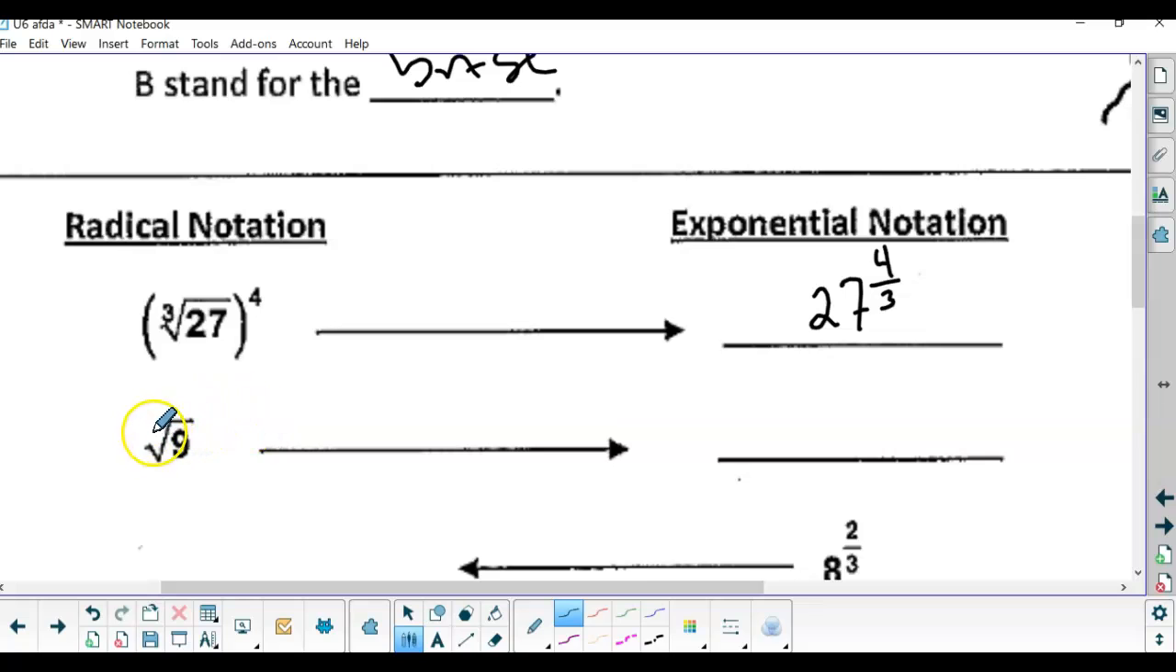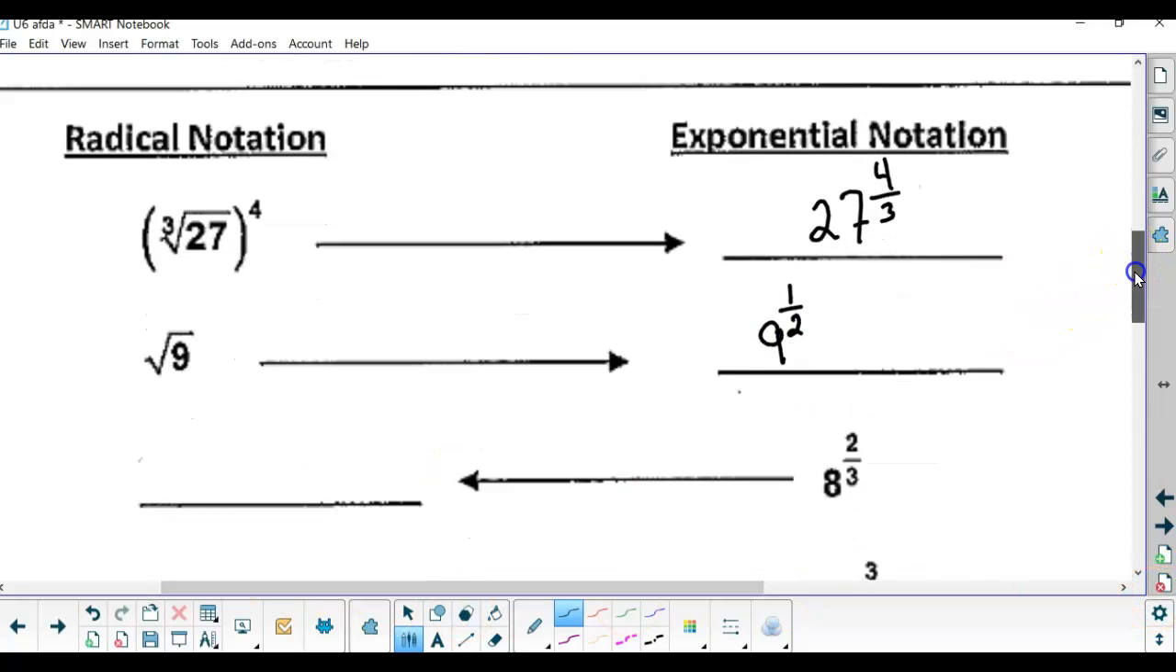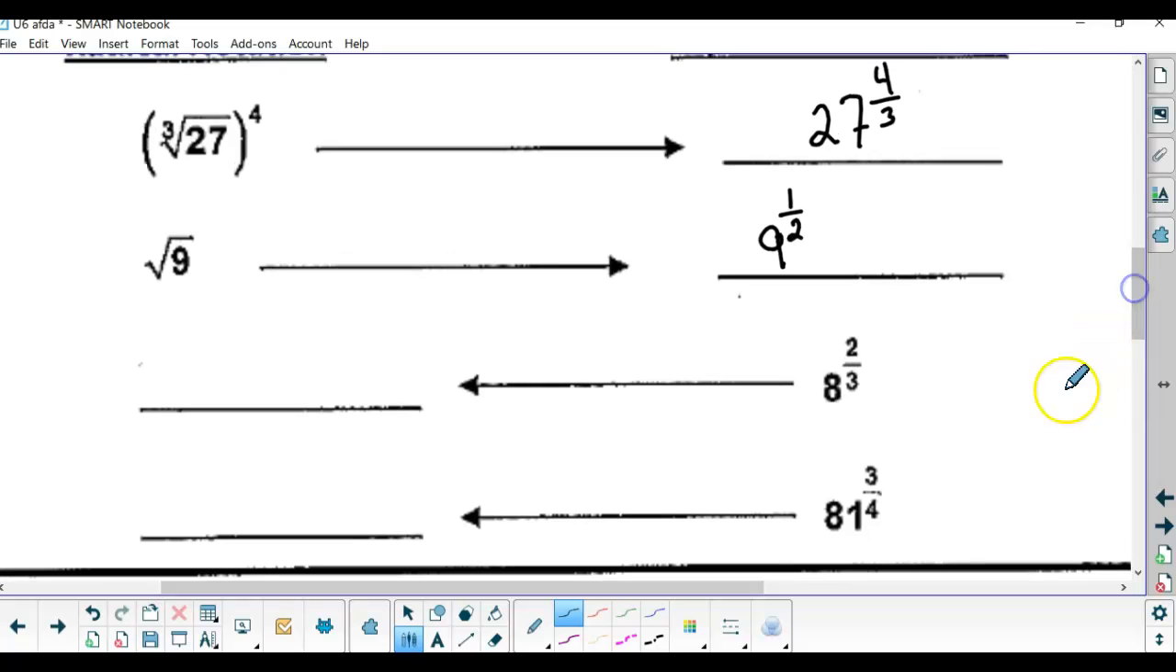Well, remember the index is 2 here. So this is 9. And since I don't have an exponent, we need a placeholder of 1. So that's 1/2. So that's 9 to the 1/2 power, which is the same as the square root of 9. And you ought to be able to take it back the other way.